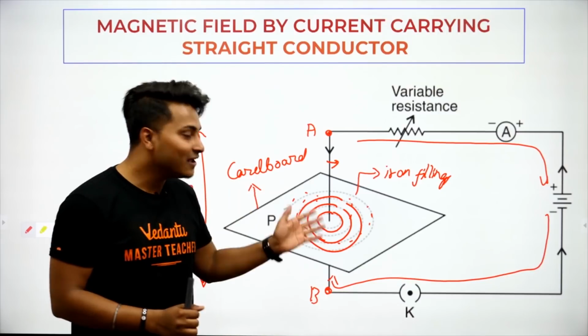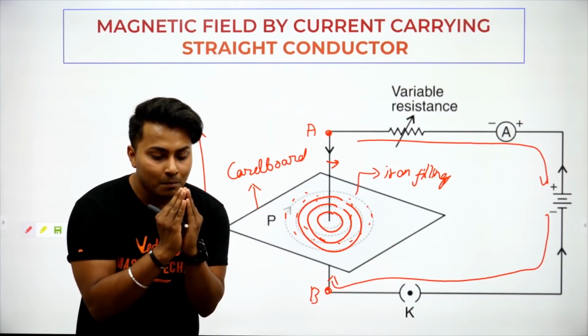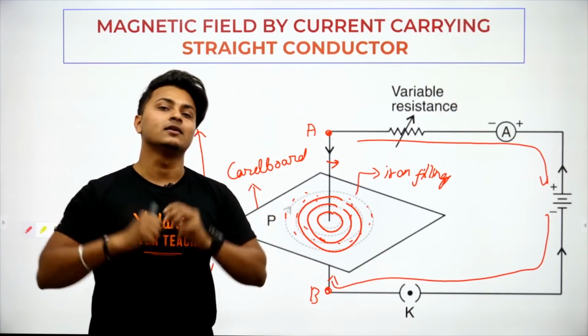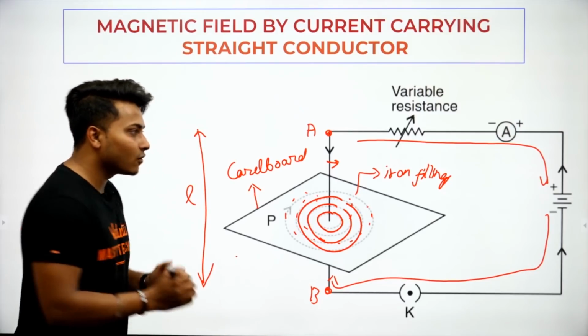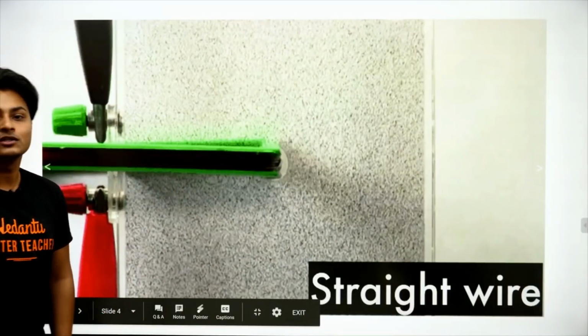Similar case here also, the conductor is the center, and from the center the magnetic field originates in the form of concentric circles. That's what we understand. Now, just to give you a visual treat, for clear visualization, let me show you this particular GIF. Look at this very carefully.